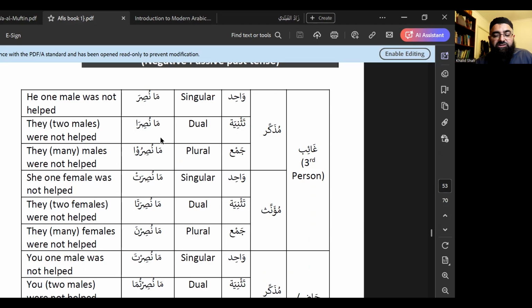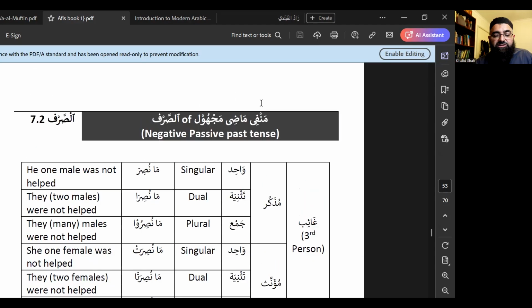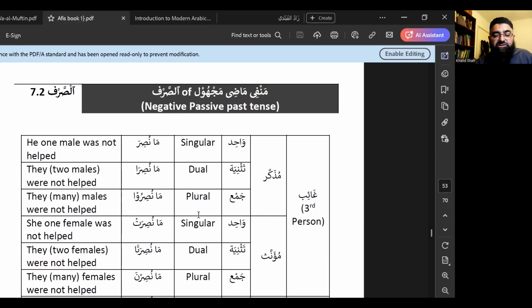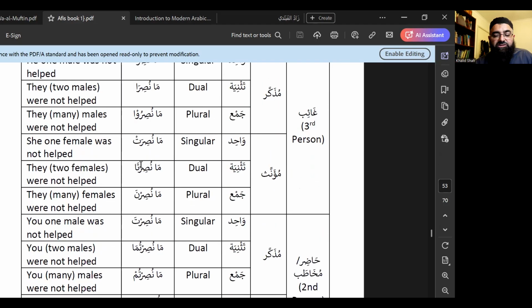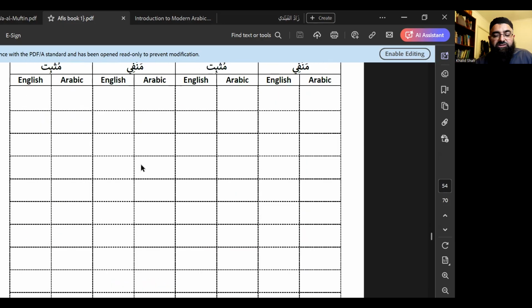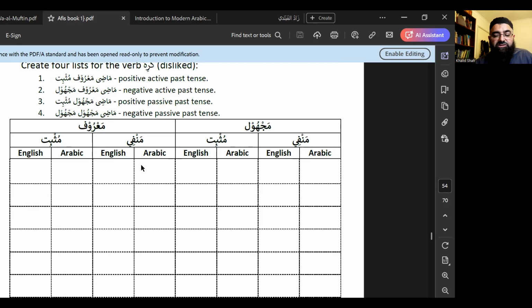The actual doer of the action is called majhul. It's manfi, madi. It should really be the other way around: madi, manfi, majhul. The start of madi, manfi, majhul. Negative past, passive. Okay. Ma nusira, ma nusira, ma nusiru, ma nusirat, ma nusirat, till the end. And then you have this table, the exercise.